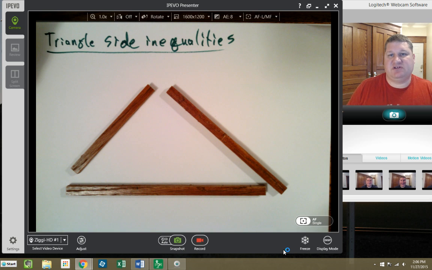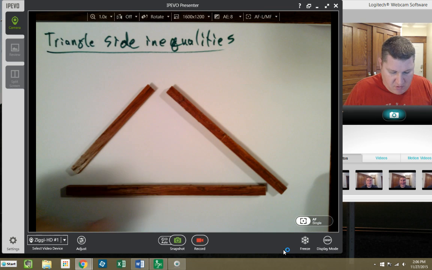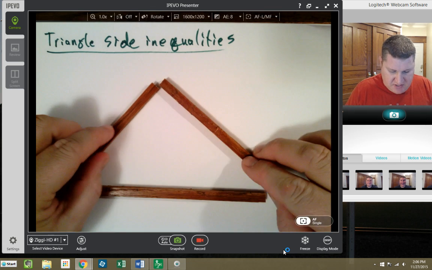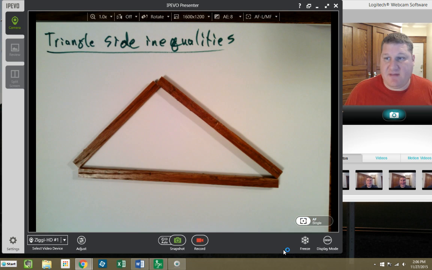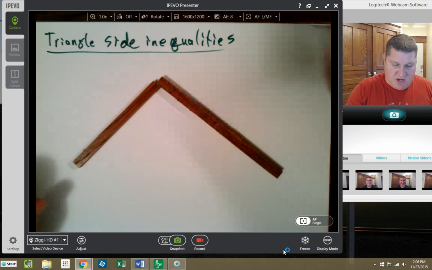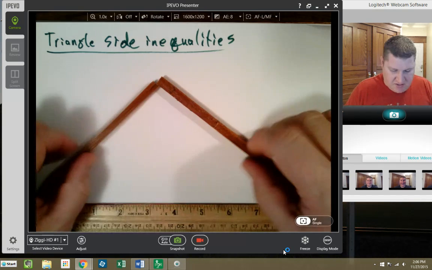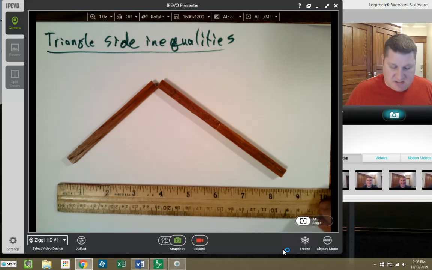Okay, ladies and gentlemen, let's talk about triangle side inequalities. Now, obviously, a triangle has to have three sides. I have three sides here in front of me. But what we're going to talk about is when I have three known sides, that's fine. I can make the triangle match. But if I only know two sides of a triangle, the question becomes, what is the longest and shortest that third side could be?